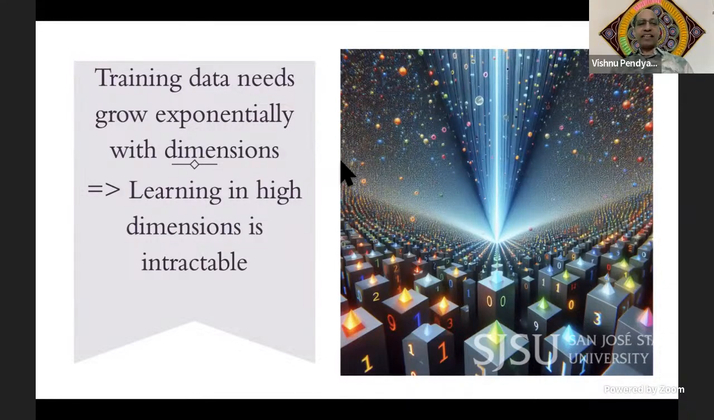It is a well-known fact that training data needs grow exponentially with dimensions. So the more dimensions, the more data you need. So if you have more columns in the table of the data set, then you also need more rows in the data set for machine learning to work well. So therefore, learning in high dimensions is intractable. The calculations involved in searching for patterns and optimizing parameters will scale drastically with the number of features, the number of columns in the table. It is almost impractical to train complex models on large data sets for that reason.